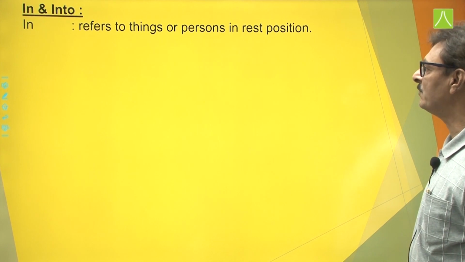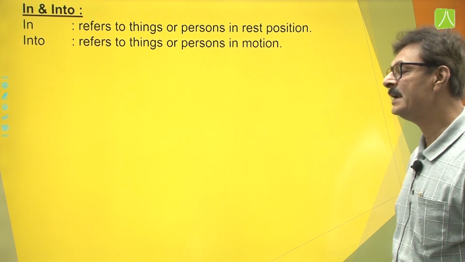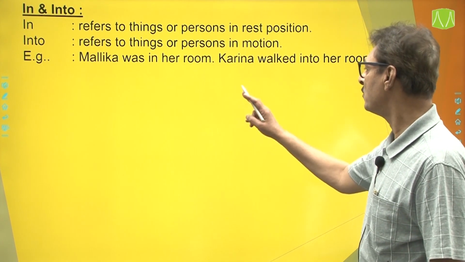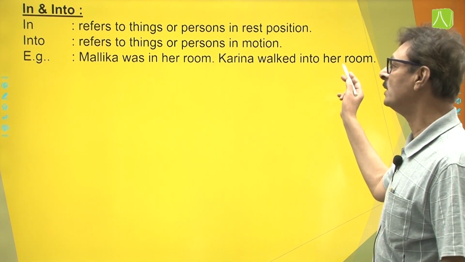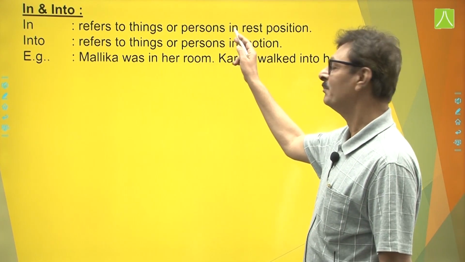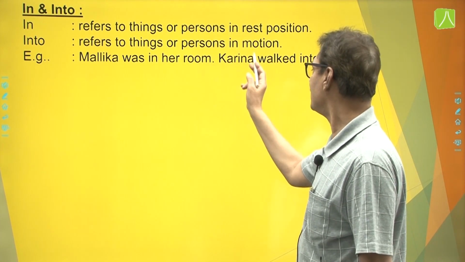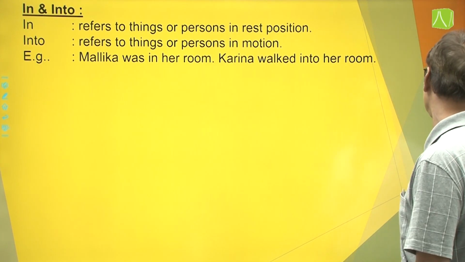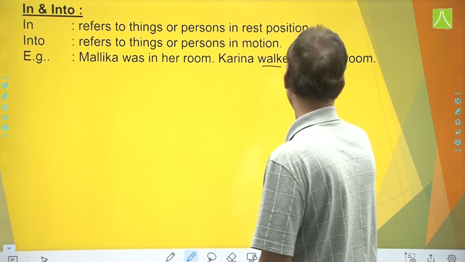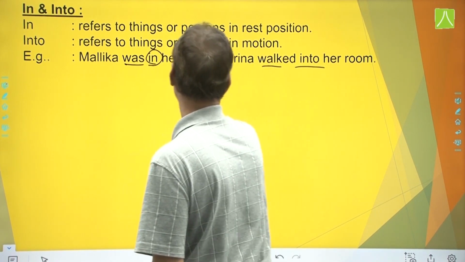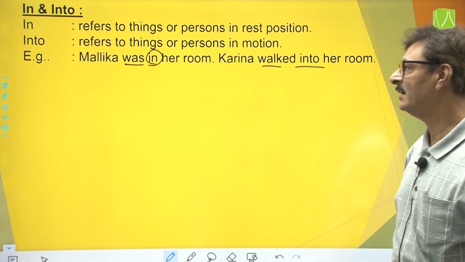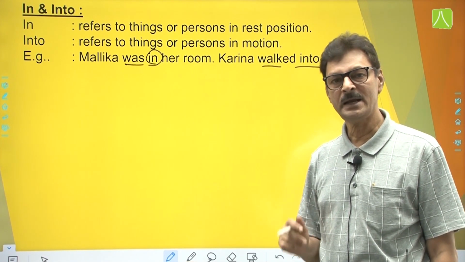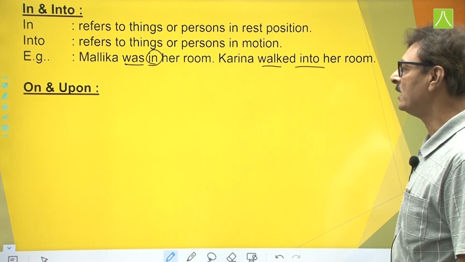In and into. In refers to things or persons at rest, whereas into refers to persons or things in motion. Mallika was in a room. Karina walked into her room. तो मल्लिका अपने कमरे में थी, position of rest. Now Karina walked into, वो बाहर से आई उसके रूम के अंदर, so Karina walked into her room. Yes, walked into, and she was in a room. So how is this used? See the difference? When the thing or person is at rest, in. Movement, into.